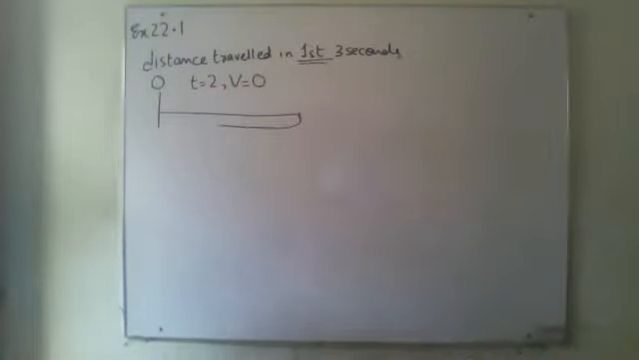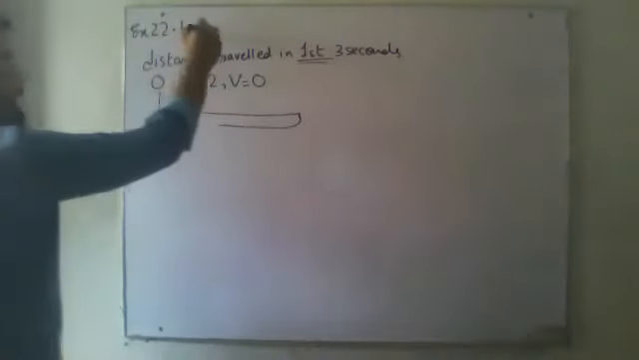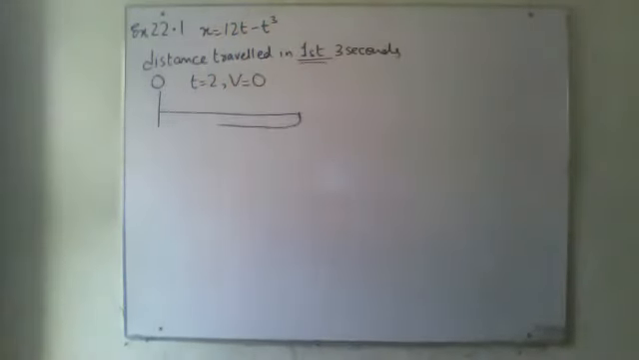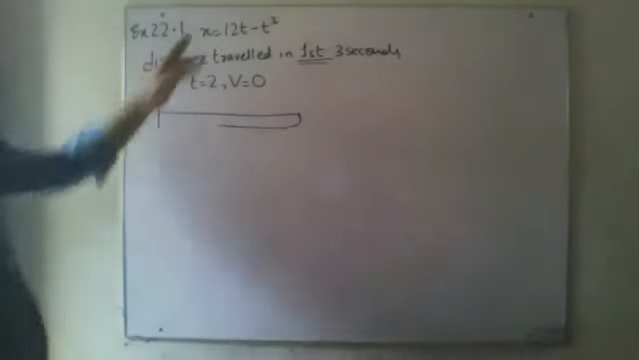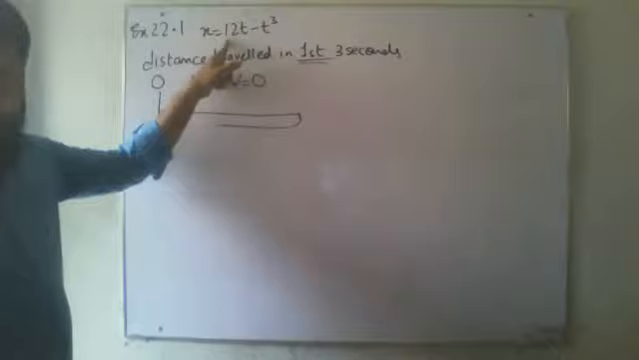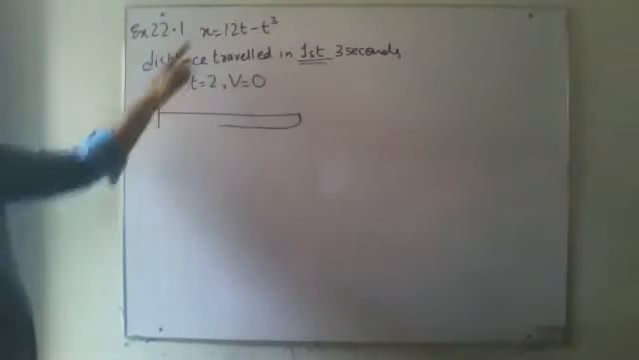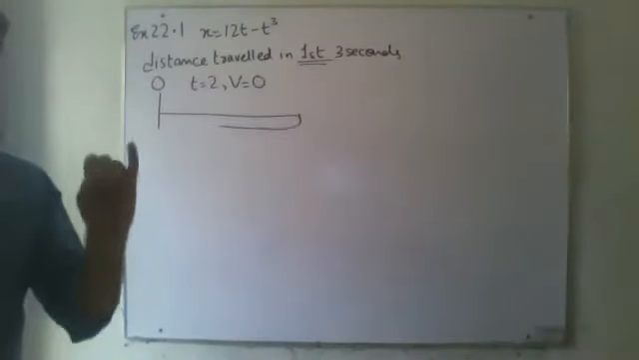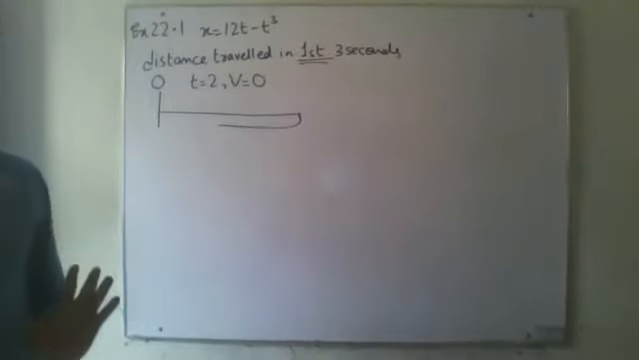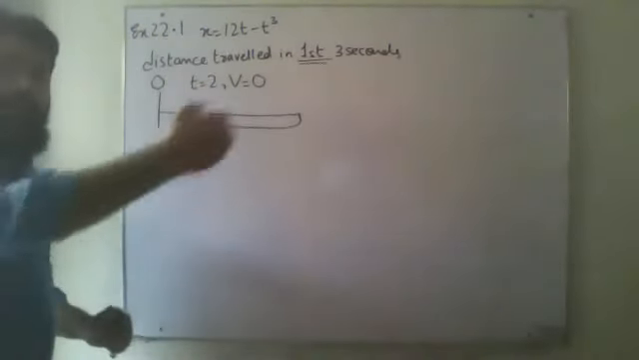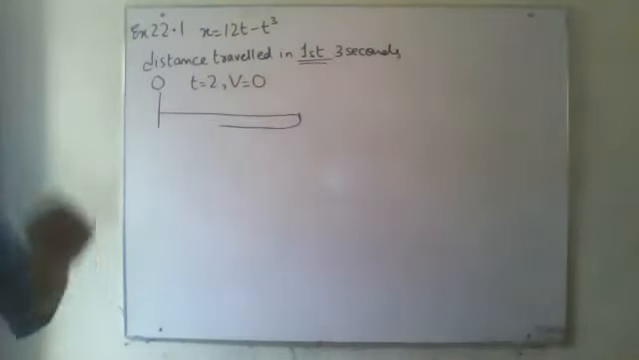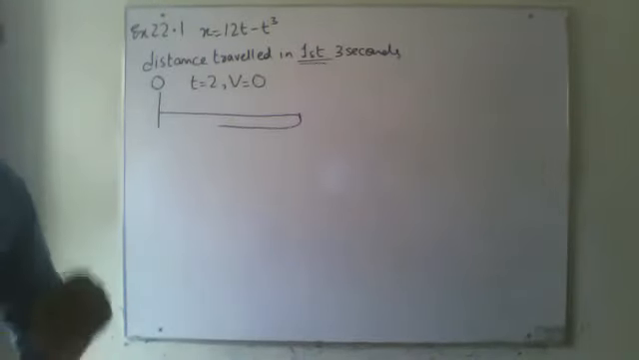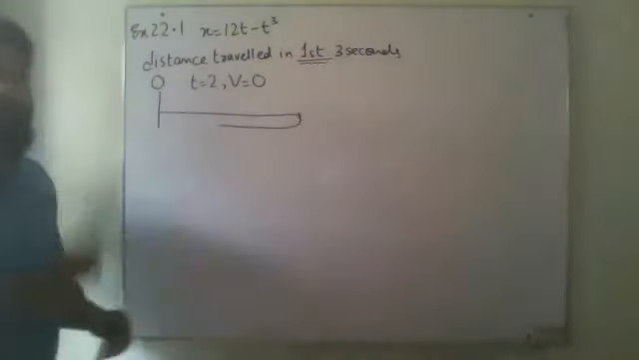The equation was given. The equation was x equals 12t minus t cube. This is the formula which is telling us displacement. You can put the value of 0.5, you can put the value of 1, you can put the value of 1.5, you can put the value of 2. You will see the distance will be increasing. But when you put 2.1, 2.2, 2.5, 3, the values will be decreasing.